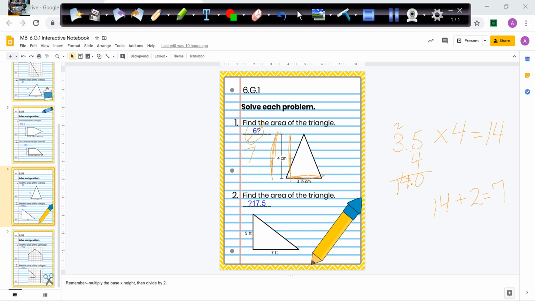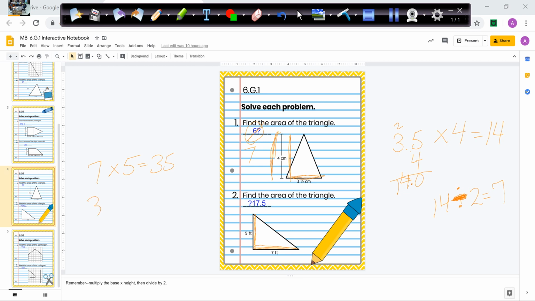I just saw over here, Max, this looks like a plus sign, but it should be a divide because we divide by 2. Sorry about that. But yeah, 14 divided by 2 is 7. Okay? Look at this bottom one. We have our base, 7. We have our height, 5. So we go 7 times 5 gives us 35, right? Okay. 7 times 5 equals 35.